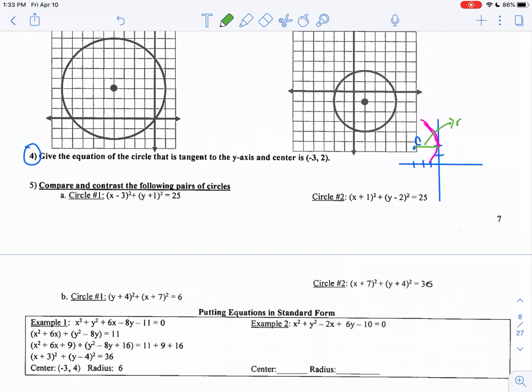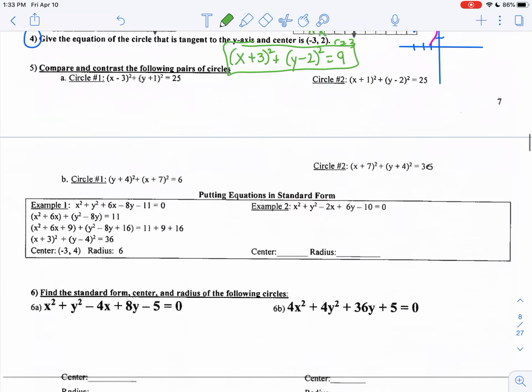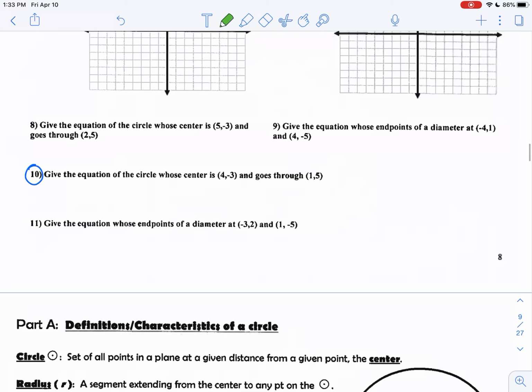And that segment from the center to the point of tangency allows us to figure out what the radius is equal to, which is 3 if we count the number of units: 1 unit, 2, 3. So from there we have enough information to write the equation of a circle. We have the h value is -3, the k value is 2, and r is 3. So x minus -3, or in other words x plus 3, squared, plus y minus 2 squared, is equal to 3 squared, which is 9. And that gives you the equation of my circle.